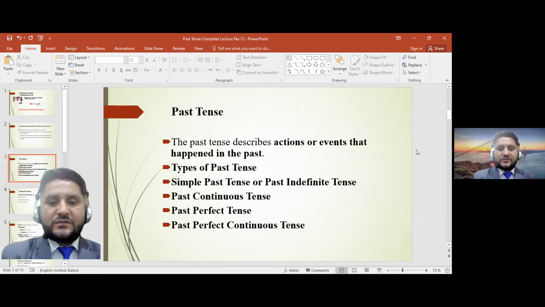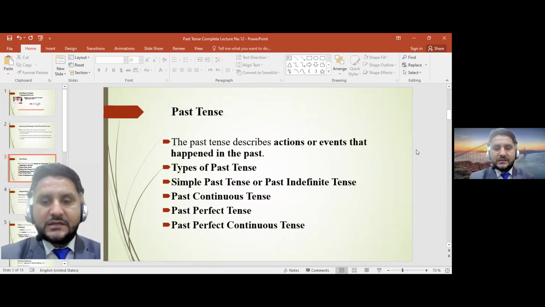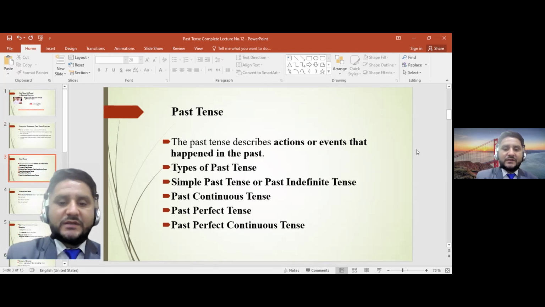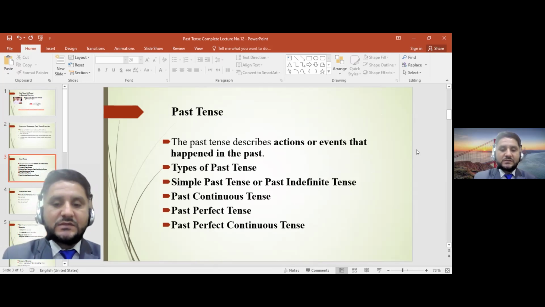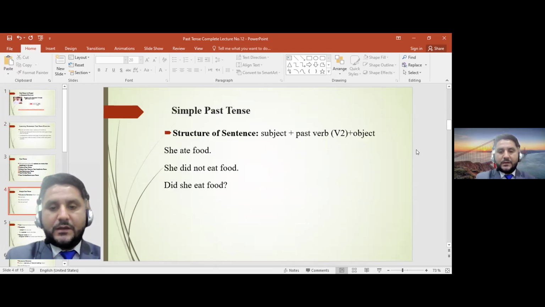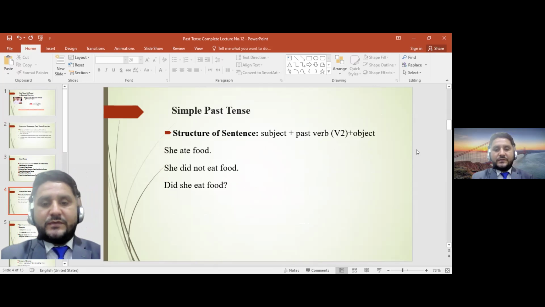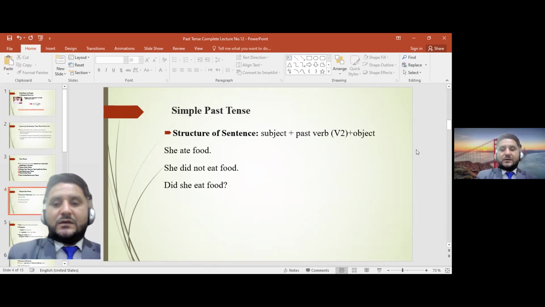So we first discuss what past tense is. It describes actions or events that happened in the past. The types of past tense are: simple past tense or past indefinite tense, two names of the same type, and past continuous tense, past perfect tense, and past perfect continuous tense. First of all, we discuss simple past tense and the structure of the sentence: subject plus past verb.